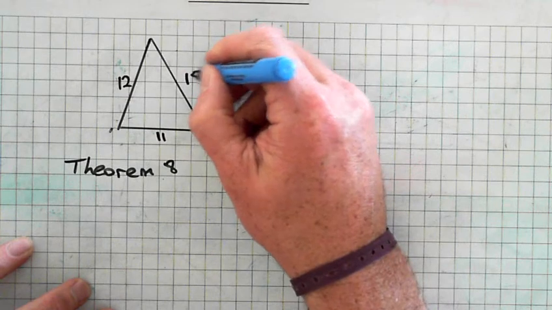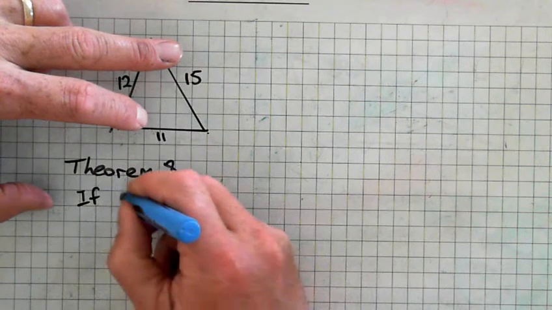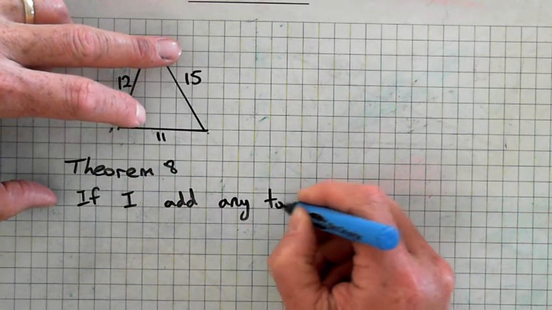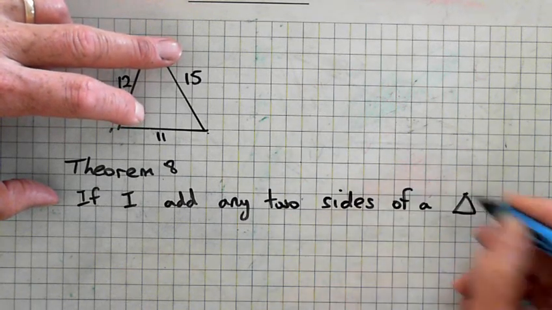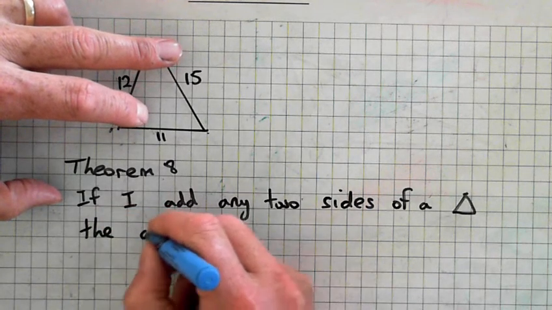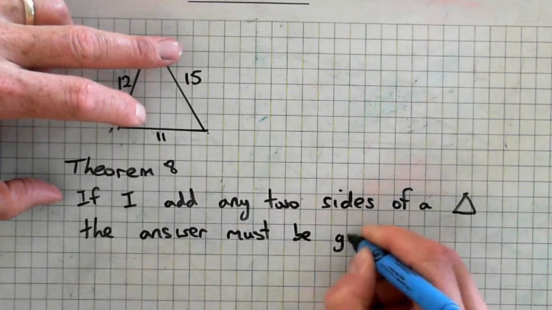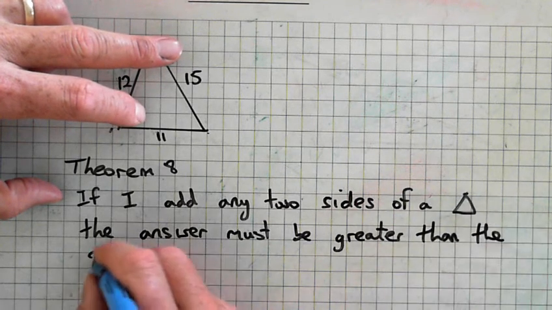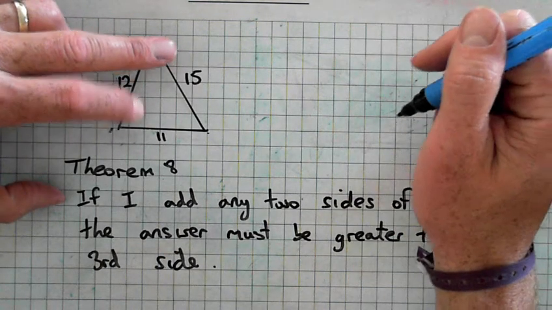12, 11 and 15, if I add these two sides, just watch. If I add any two sides of a triangle, the answer must be greater than the third side. Otherwise you can't create a triangle.